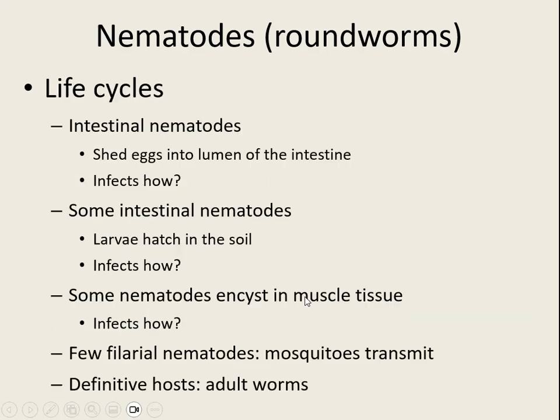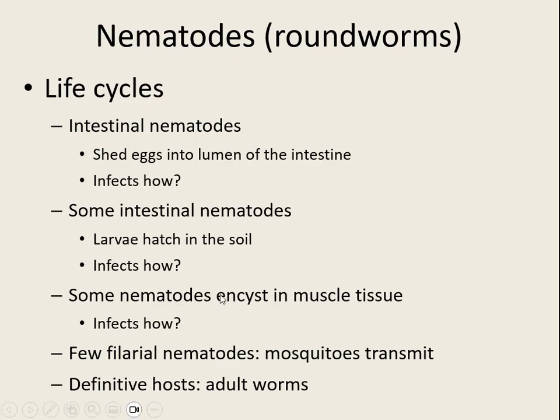Now, there are different life cycles. There are different ways that we can pick up some of these roundworms. There are intestinal nematodes, where the eggs are shed into the lumen of the intestine and then released, and we pick them up by eating contaminated food or water. This would be a fecal-oral spread.